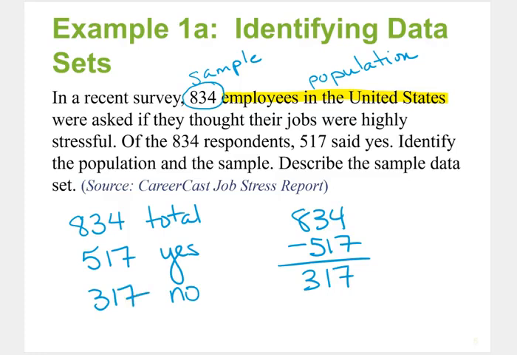So we could break that down even more, right? So there's a lot that we can gather from this, and then we could go forward doing whatever it is we would like to do with this data set. But that's the kind of thing that we want you to be able to look at. Identify those samples and those populations.